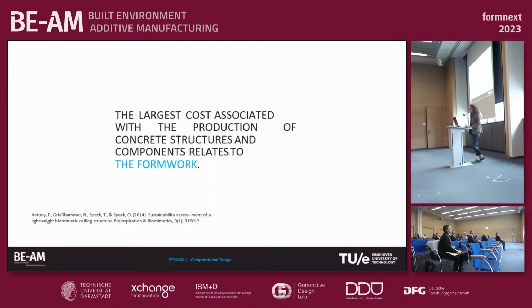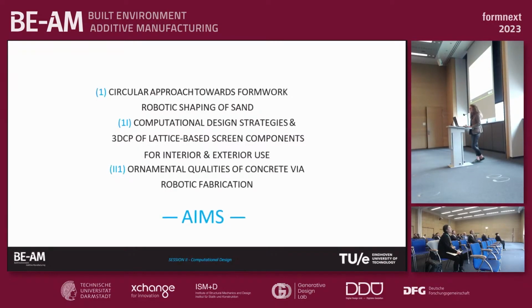And the production of concrete, the largest cost associated with the production of concrete structures and components relates to the formwork. So it's not only about reducing the material use of concrete itself during production, but also thinking about how can we bypass entirely or mostly formwork, or if we do use formwork, how can formwork be circular.